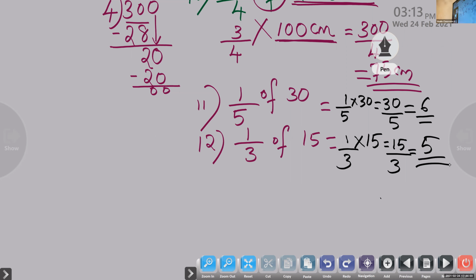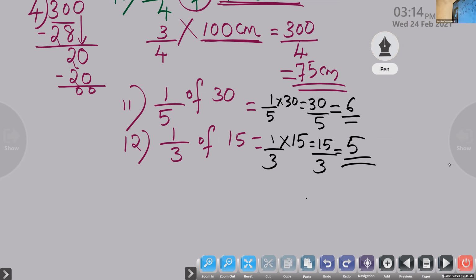1/5 of 30. 1/5 of 30 means what you have to do? Instead of this of, what we have to do, children? Multiply. Then multiply the numerator. 1 into 30. 30 divided by 5. 6. 6 5s are 30. 1/3 of 15. So what's the answer? 5.